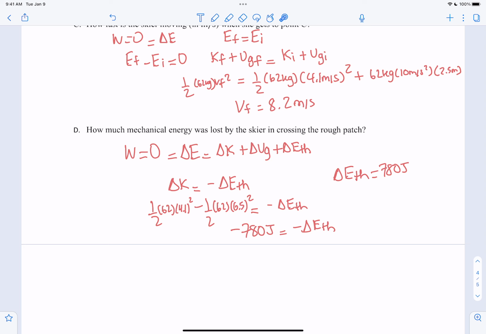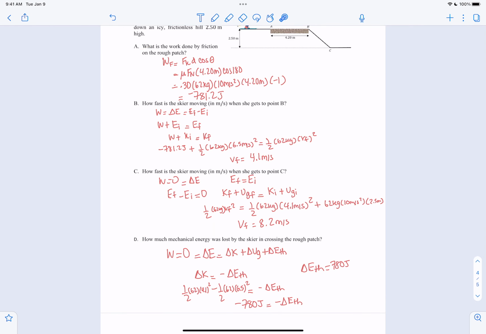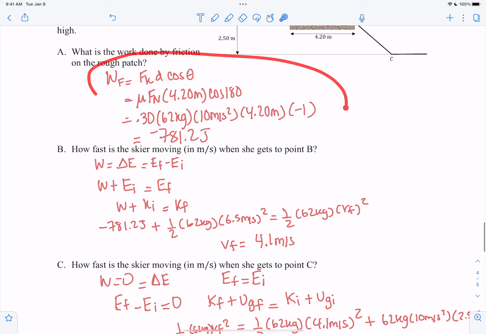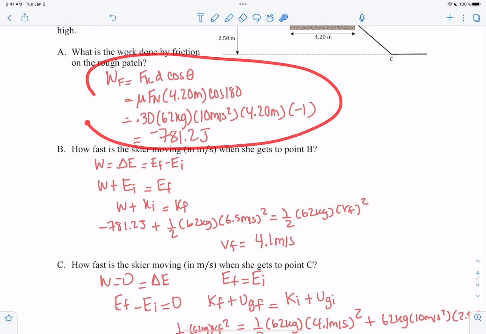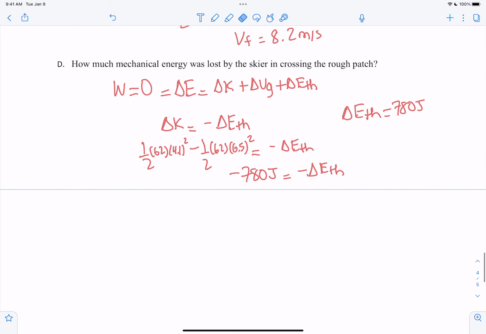I'm pretty sure that's what's going on here. But I feel like A and D are pretty much the same. I don't see a difference in what they're asking, except for the fact that here they're externalizing the force of friction. So they want you to figure out what amount of work friction did. And then here they're internalizing, where they're saying that, okay, we don't want to look at friction as an external force. We want to look at friction as being internal, or a part of the system. And so when friction is internal, then we think of it as thermal energy.